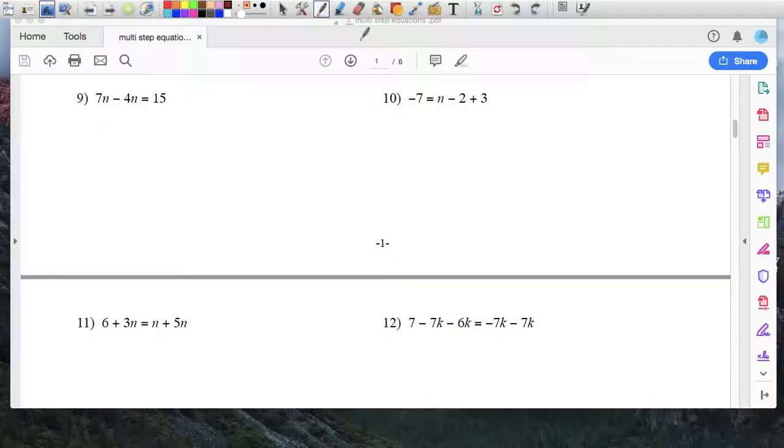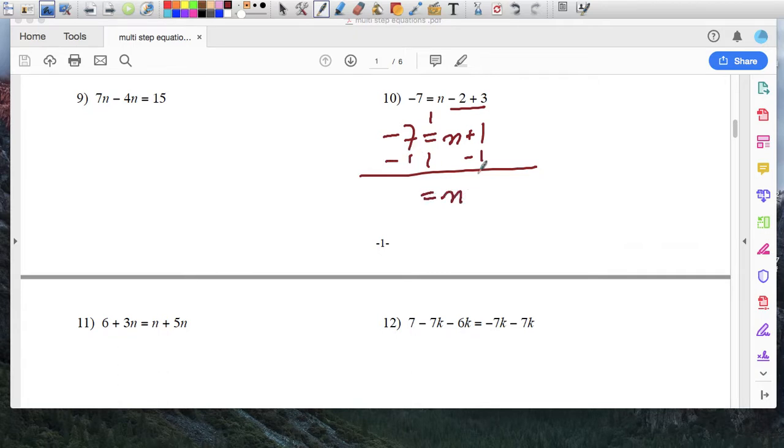Number 10. I can combine like terms. There is no distributed property, so I'm going to combine these two guys. Negative 7 equals n. Negative 2 plus 3 is positive 1. This becomes a one-step equation. Yay, even easier. So I'm not even doing the story this time. I'm just going to do minus 1 here and minus 1 here. These go out.